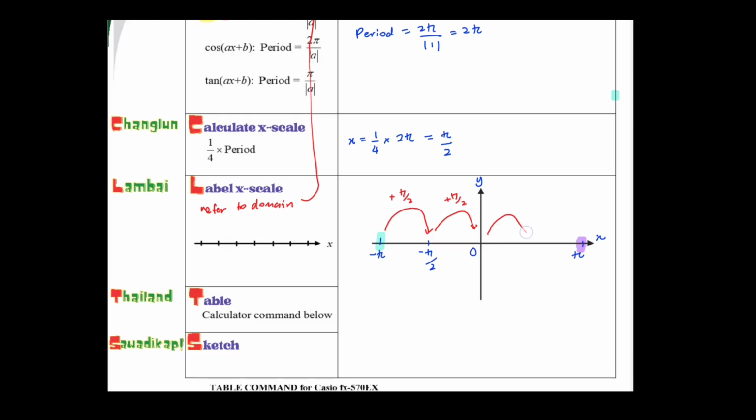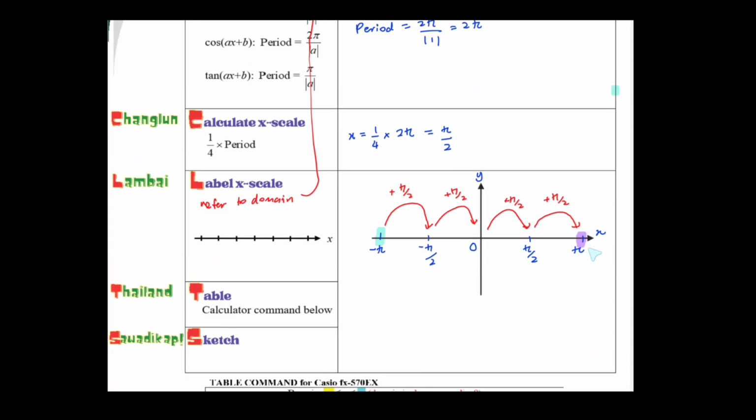And add up another pi over 2. You get positive pi over 2. And another pi over 2. After we have reached the end of the domain value, which is pi, this means that you have finished labeling the x scale and finished this step.